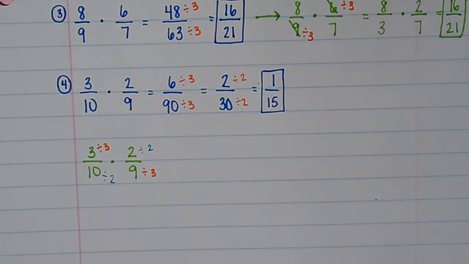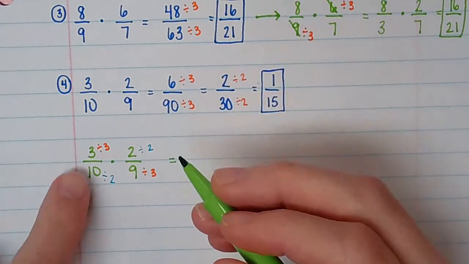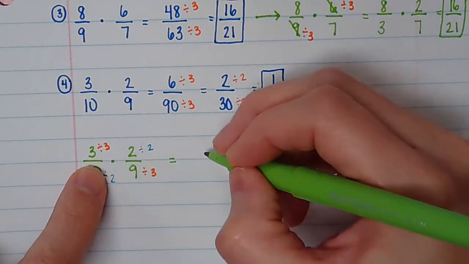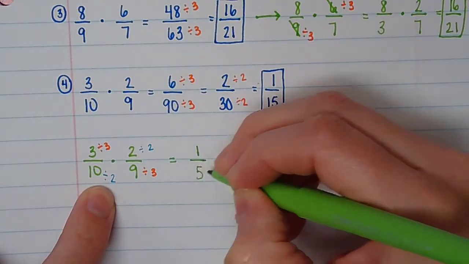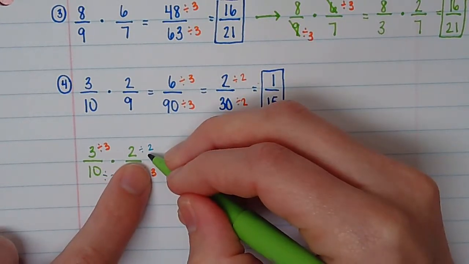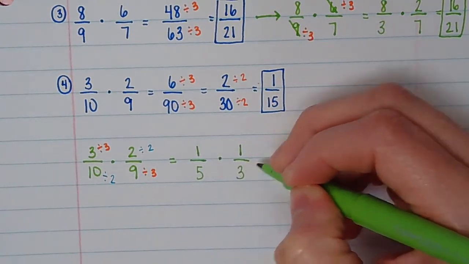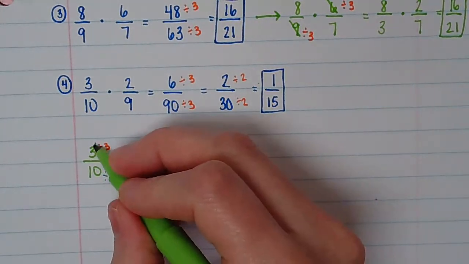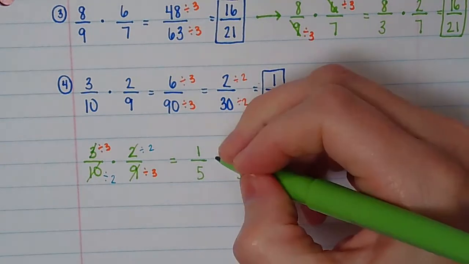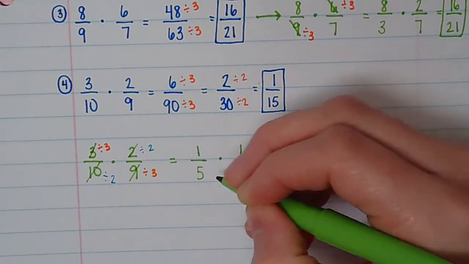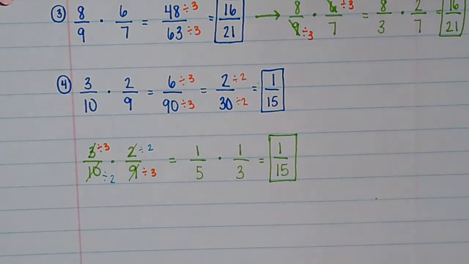Okay, so now I can make life much easier. Let me write this out. So now 3 divided by 3 is going to leave me with 1. 10 divided by 2 is going to leave me with 5. 2 divided by 2 is going to leave me with 1. 9 divided by 3 is going to leave me with 3. So all of these have been cross-canceled, okay? So now I'm just doing regular multiplication. 1 times 1 is 1. 5 times 3 is 15. And that is my answer, okay?